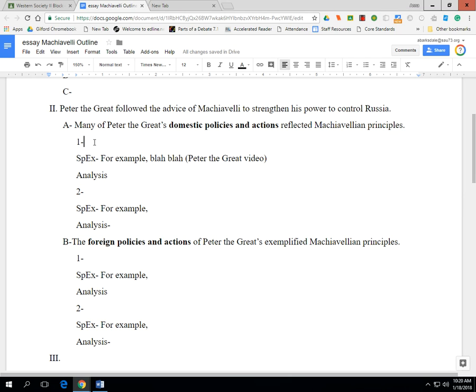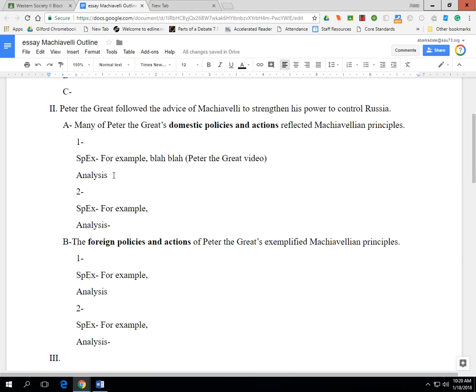For your 1, just a reminder, you should allude to the Machiavellian principle that you decide exemplifies the specs. So you could say like Machiavelli encouraged a prince to be feared than loved. And Peter did this when he took action against his sister Sophia, period. So you should introduce the principle and you should introduce the specs. And then the specs would explain what Peter did to his sister Sophia. And it doesn't talk anything about Machiavelli.